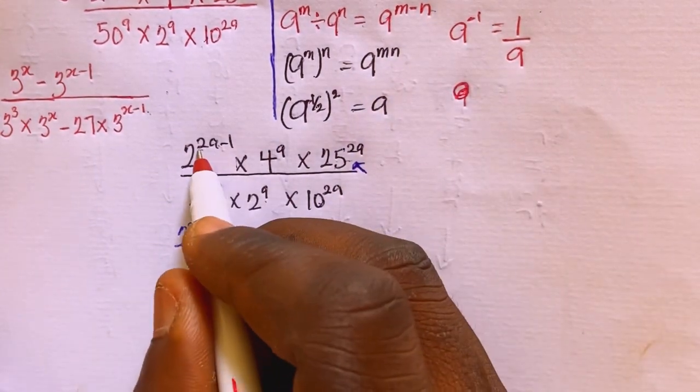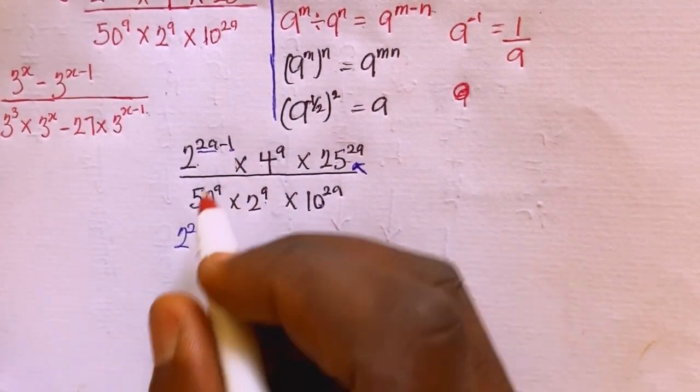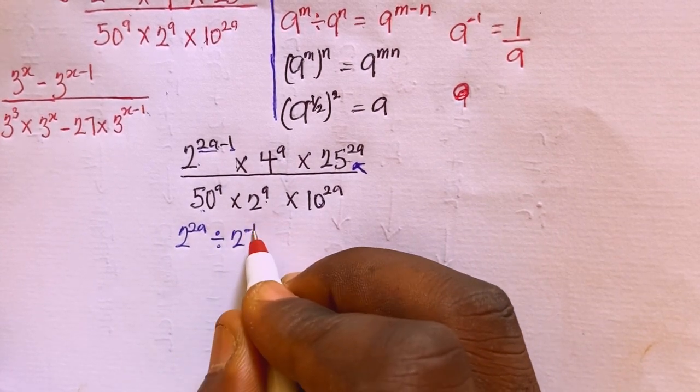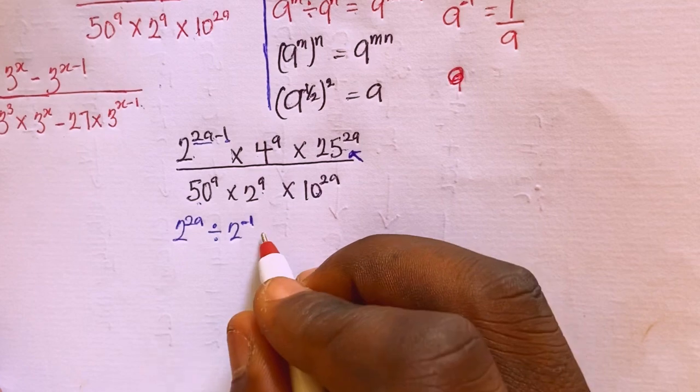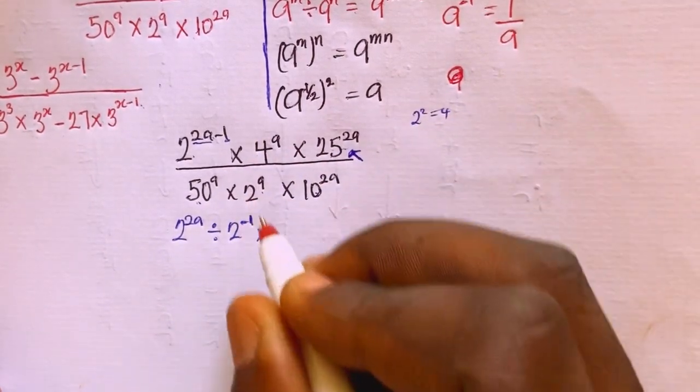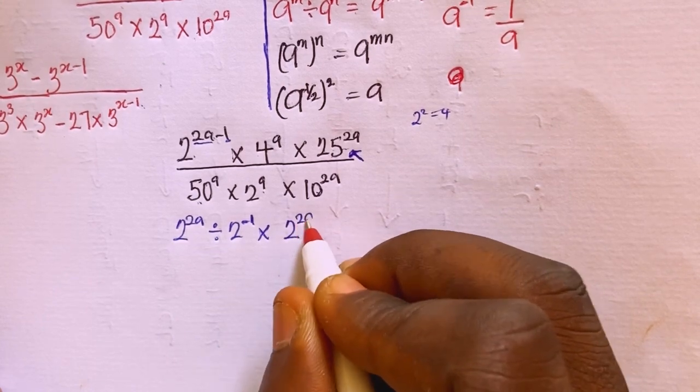In this case, my 2a is m and my 1 is n. Then I can have it as 2 raised power a divided by 2 raised power minus 1. Exactly. Then multiplied by 4. 4 is equal to 2 squared. Then I'm going to have 2 raised power 2a. Exactly.